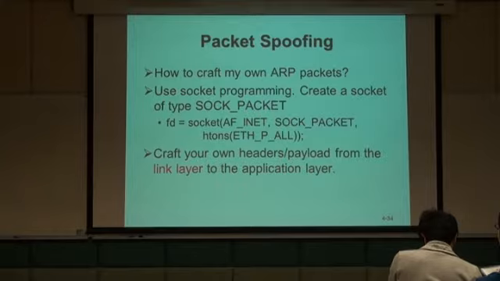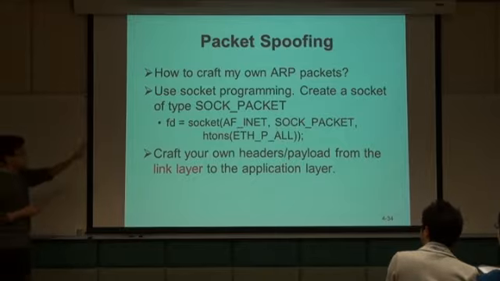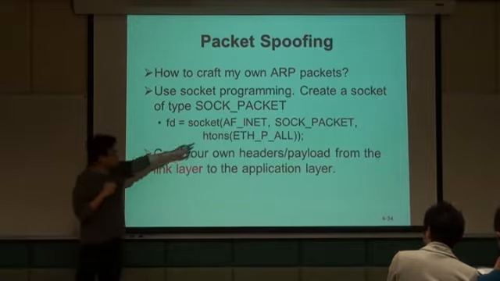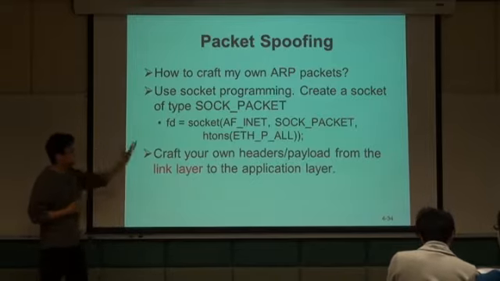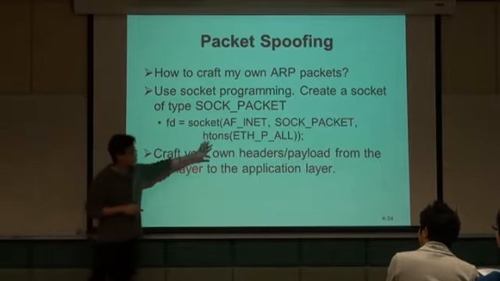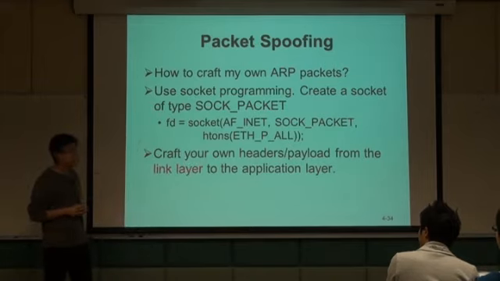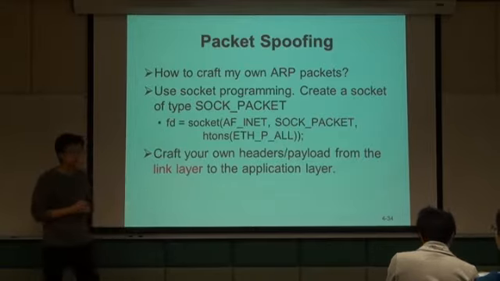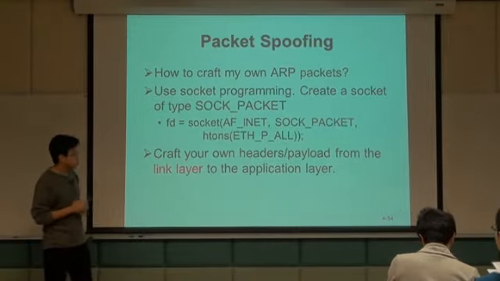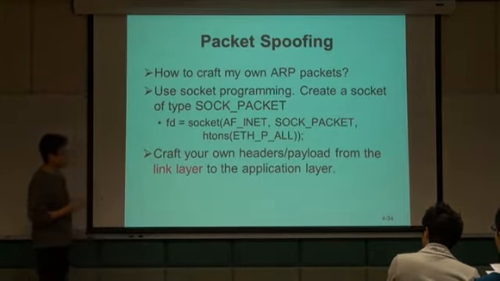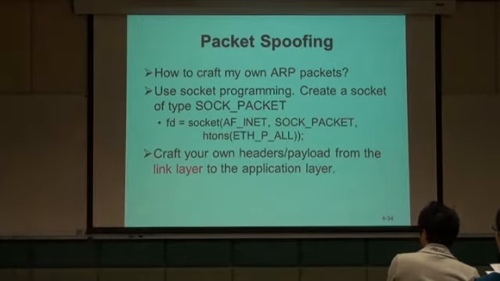In fact, you can use socket programming techniques to craft your own packets. The idea is very simple: you just need to set the correct options. For example, you set the socket type to packet with the option ETH_P_ALL. That means you tell the socket to create a packet starting from the Ethernet level, including everything from the Ethernet header up to the application payload. Of course, you need to fill in each field correctly, but you can set the fields that you want. If you set the socket like this, you are able to craft your own headers and payload from the link layer to the application layer.